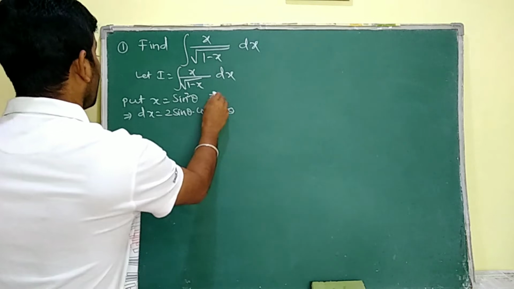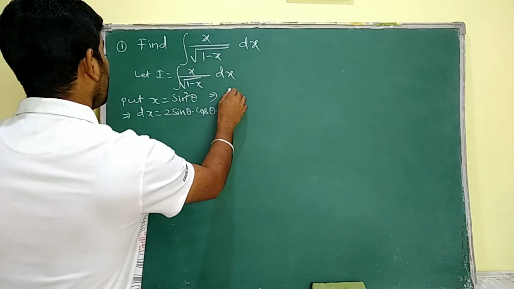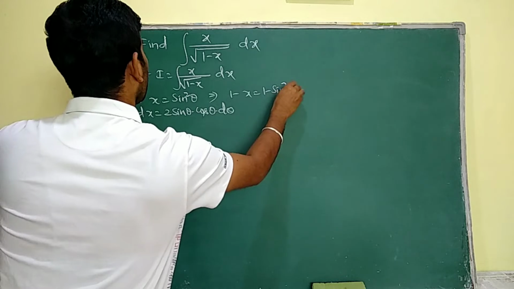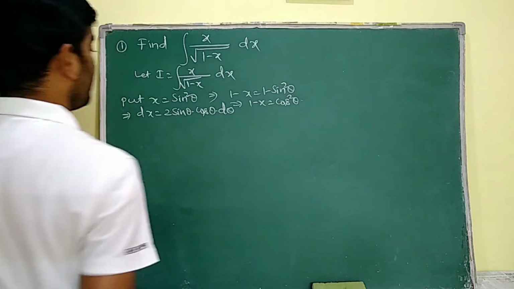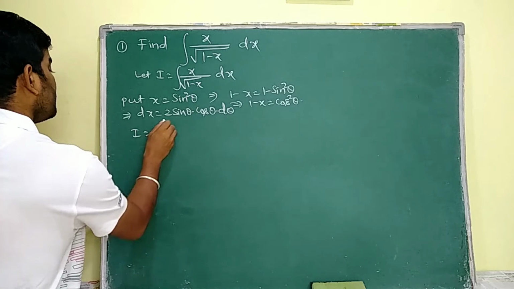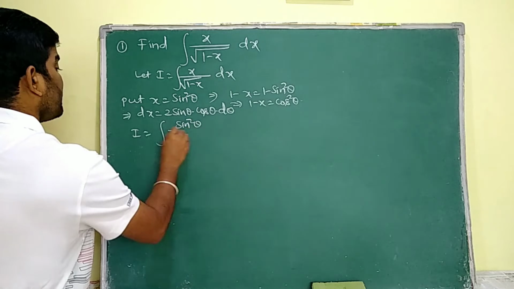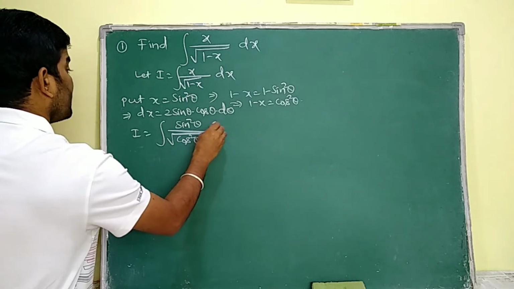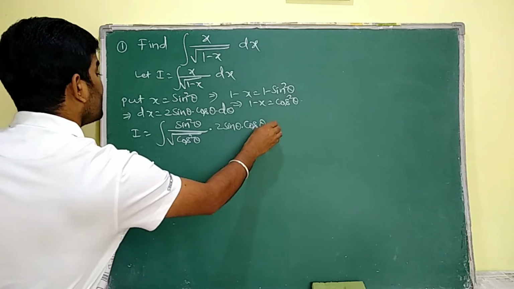Here x is equal to sine square theta. That implies 1 minus x is equal to 1 minus sine square theta, so 1 minus x is equal to cos square theta. That we have to remember. Now I is equal to the integral of x, which is sine square theta, by root 1 minus x, which is root cos square theta, into dx, which is 2 sine theta cos theta d theta.